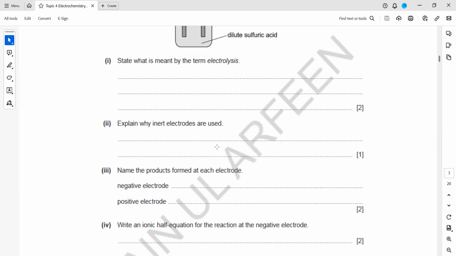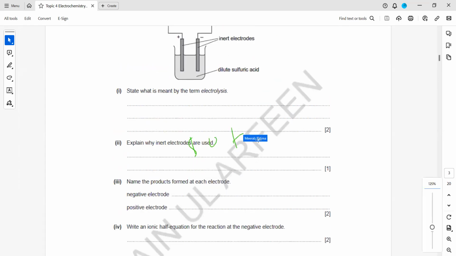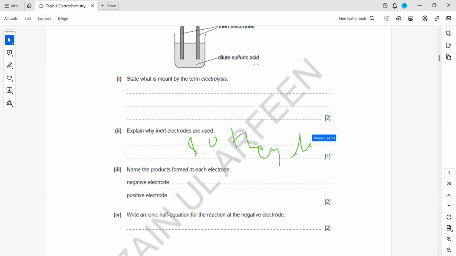Explain why inert electrodes are used. Why do we use inert electrodes? So what might be a reason? Because they may react with sulfuric acid. They do not react with the product formed, you can also say, or do not react with the electrolyte, sulfuric acid. Because, for example, if you use any metal, say zinc, that may react with the sulfuric acid. So it does not react with the electrolyte.